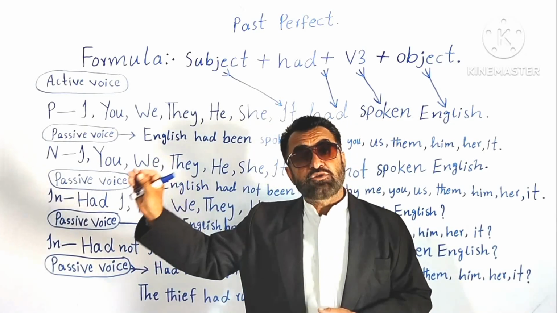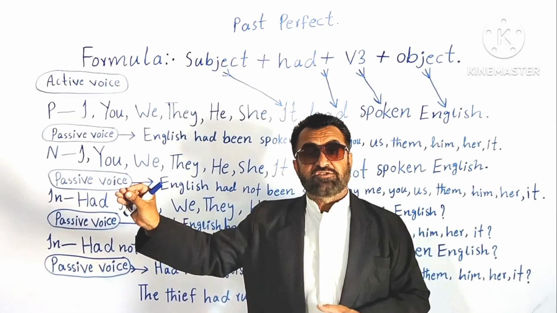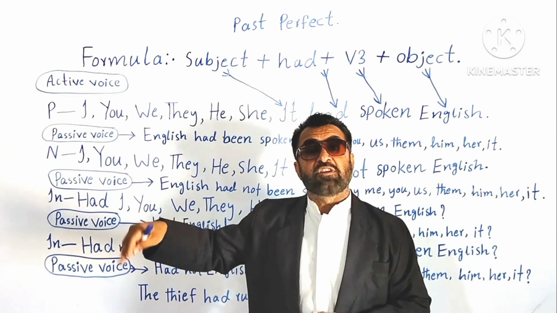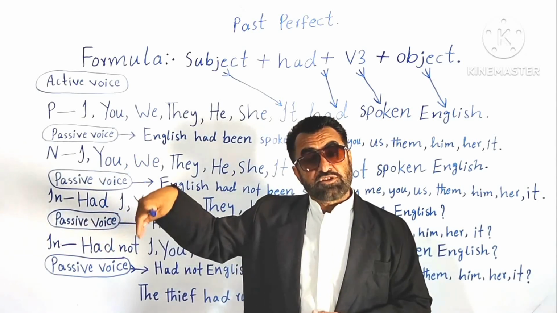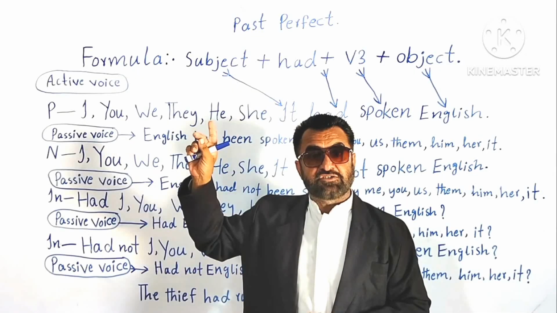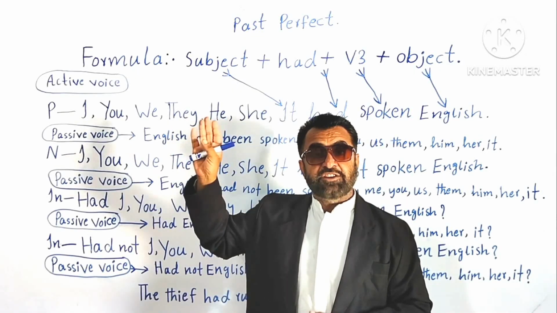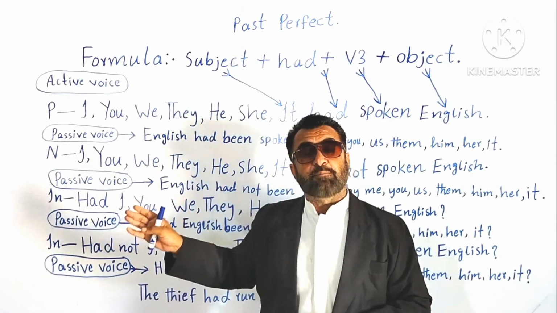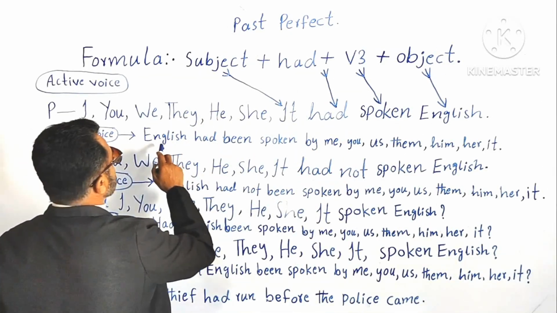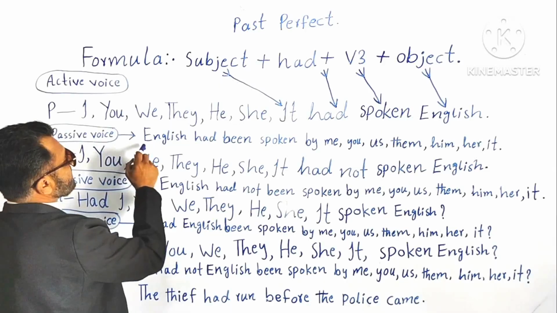the verb according to the subject of passive voice. When the subject is plural, you have to put a plural verb. When the subject is singular, you have to put a singular verb. Understood? Not according to the active voice. Active voice is completely different from the passive voice. Okay? Look at the passive voice now of the positive sentence. Passive voice of positive sentence.